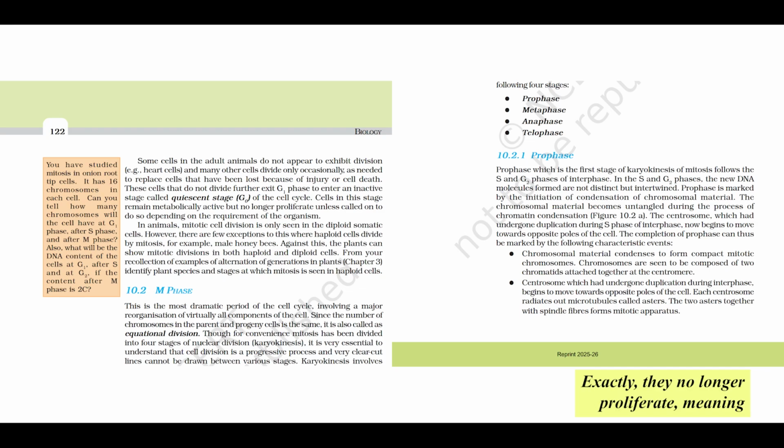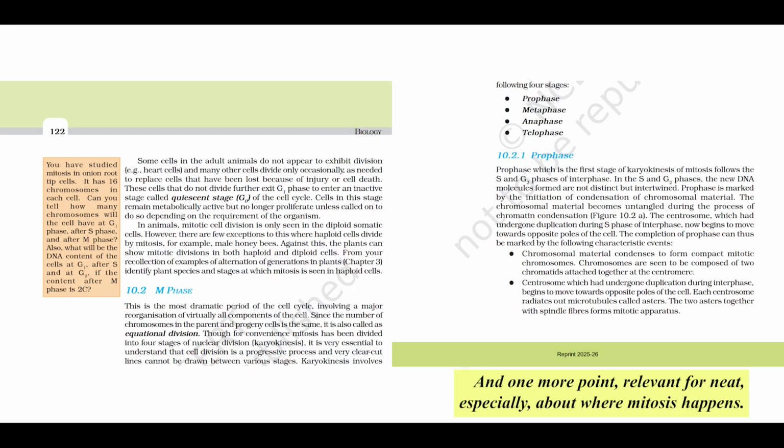They no longer proliferate, meaning they don't divide unless, and this is key, unless they are called upon to do so. Depending on the specific requirement of the organism, maybe due to injury, some G0 cells can be signaled to re-enter the G1 phase and start dividing again. That makes sense for tissue repair. It's crucial for understanding tissue repair and maintenance, yes.